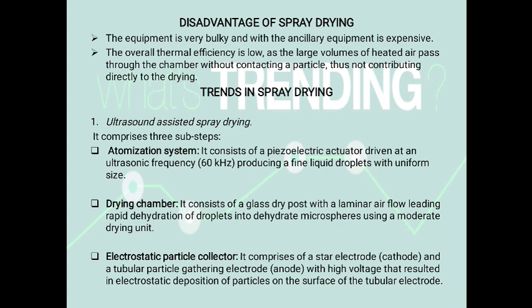It consists of a glass drying post with a laminar air flow, leading to rapid dehydration of droplets into dehydrated microspheres using a moderate drying unit. Lastly, the electrostatic particle collector. It comprises a star electrode or cathode and a tubular particle gathering electrode or anode with high voltage that results in electrostatic deposition of particles on the surface of the tubular electrode.